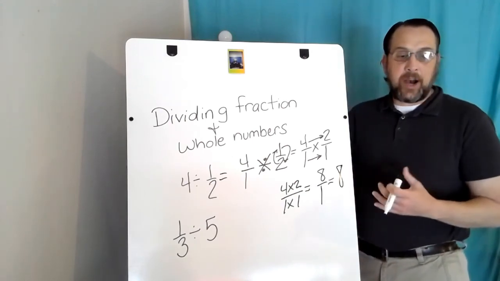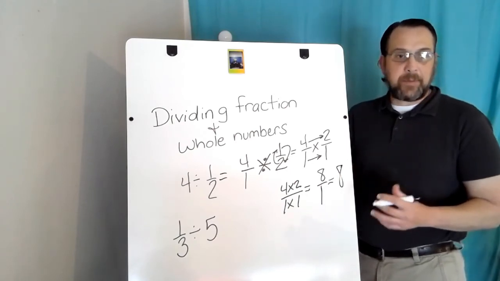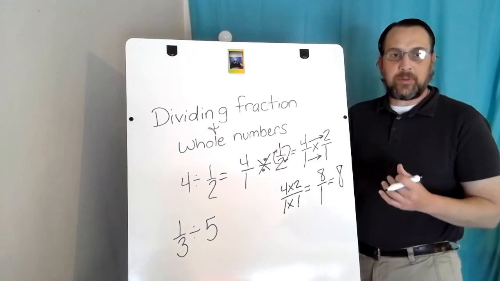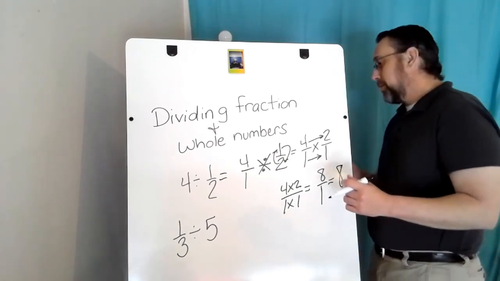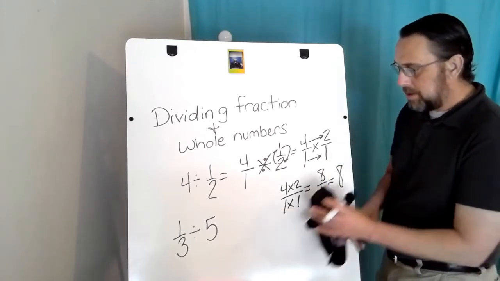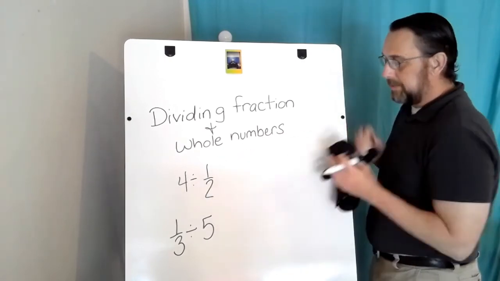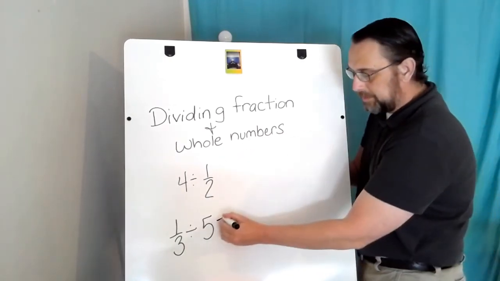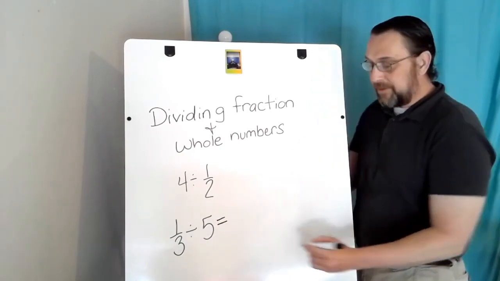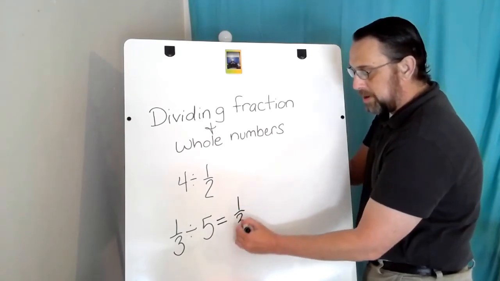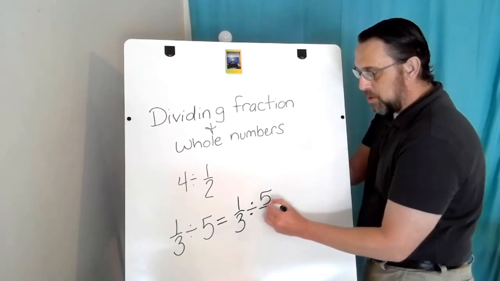Now let's take a look at how we're going to solve the second type of problem. 1/3 divided by 5. Remember, the expression starts with a fraction, therefore my answer will be in fraction form. The first thing I will have to do is turn the 5 into a fraction. So I get 1/3 divided by 5 over 1.